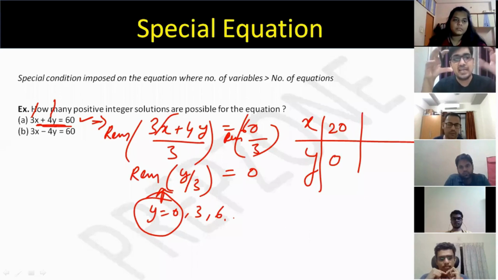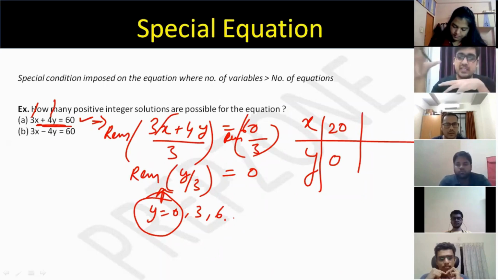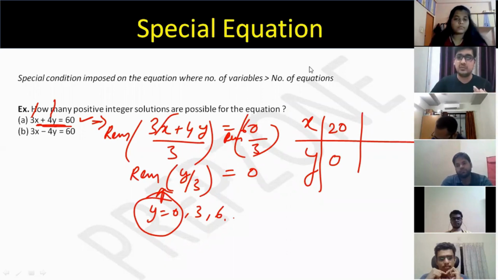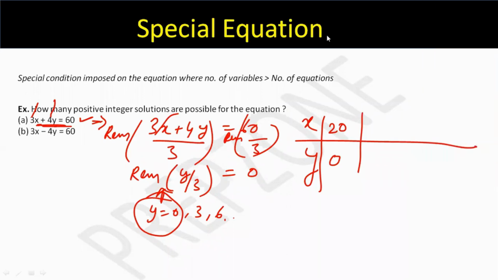Which means, if x increases, what should happen to y? Should y increase or decrease? Sum of two entities is constant, which is 60. So if x increases, should y increase or decrease? Please tell me this. Decrease. Everyone is clear, right? Because sum is constant. So if one variable increases, other has to decrease, or vice versa. If x decreases, y has to increase, right? Because sum is constant. So now here's the trick.